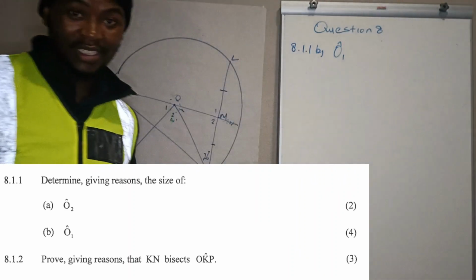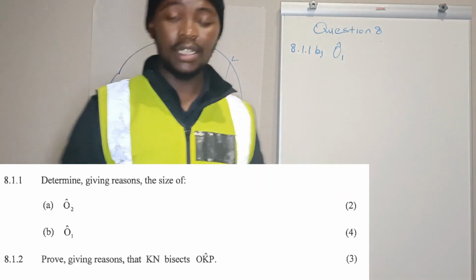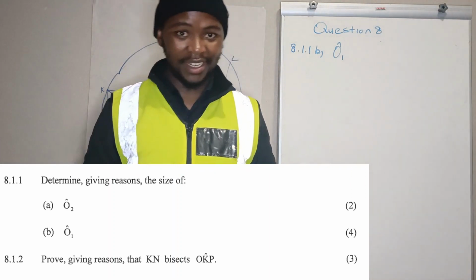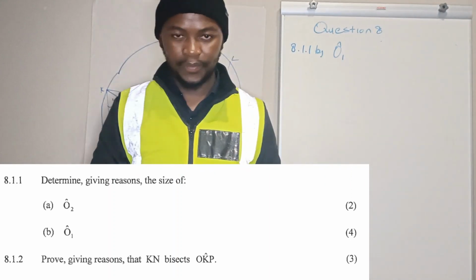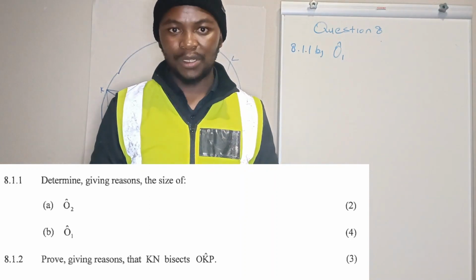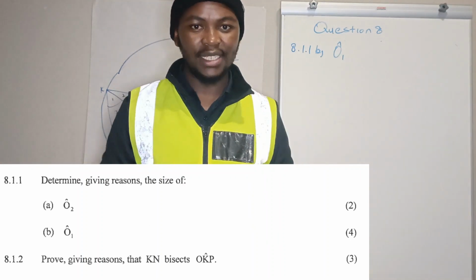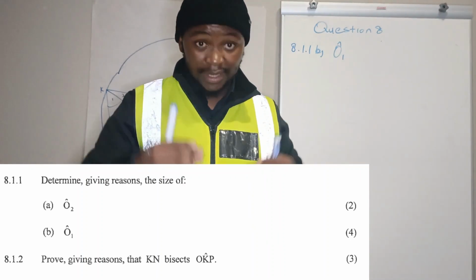Okay, calculate the value of O1. Same approach. What is O1? It is an angle. Where is this angle? You locate the angle. What is special about this angle? What surrounds this angle? Can I make sense of the lines that surround this angle?